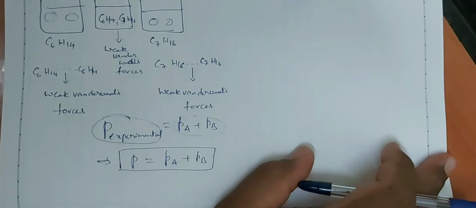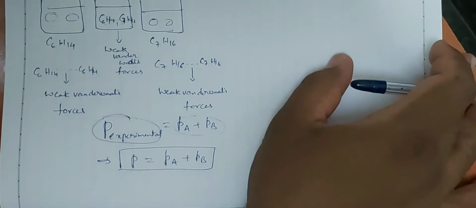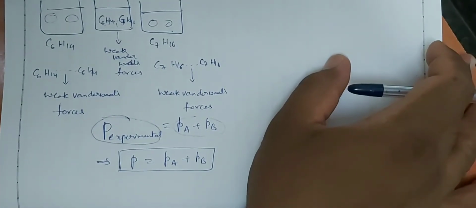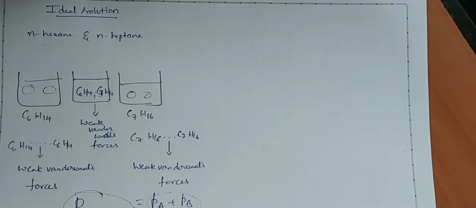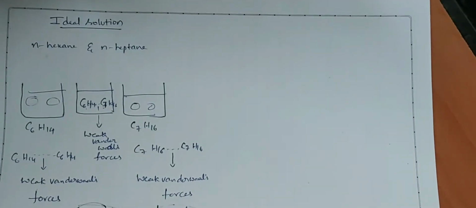Now we will take graphs and we have to explain them. Those graphs, let us consider. First I am going to consider the graph for an ideal solution.